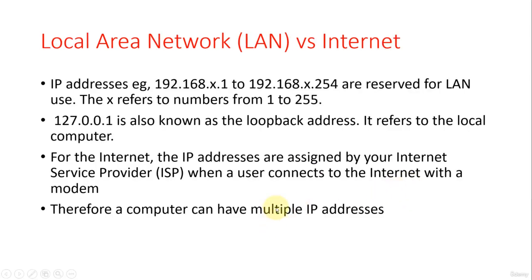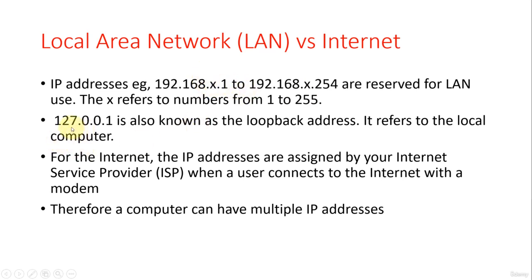Local area network versus internet. IP addresses, for example, 192.168.x.1 to 192.168.x.254 are reserved for LAN use. The x here refers to numbers from 1 to 255. There can be other ranges of internal IP addresses as well. This is only one example in the class C range. There can be class A, class B, class C, and so on.